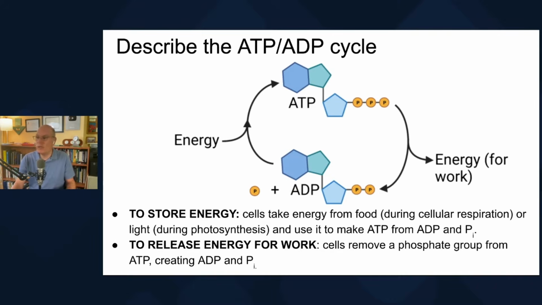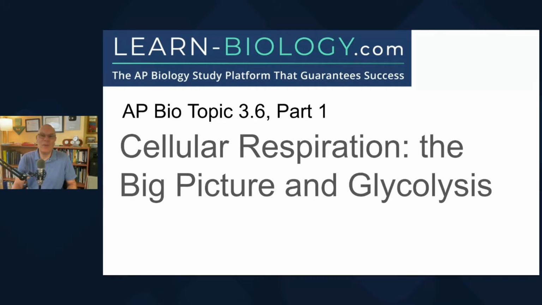To release energy for work, cells will remove this terminal phosphate over here, and that creates ADP and P and liberates energy through which work can get done. Now that we understand how ATP works, we can take a look at the big picture of cellular respiration and its first phase, which is called glycolysis.